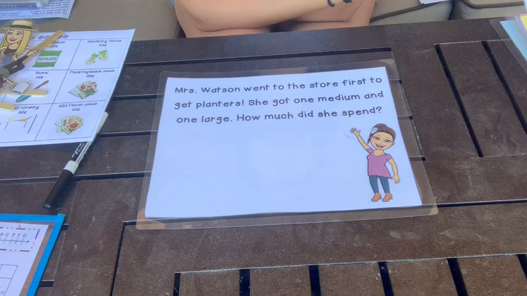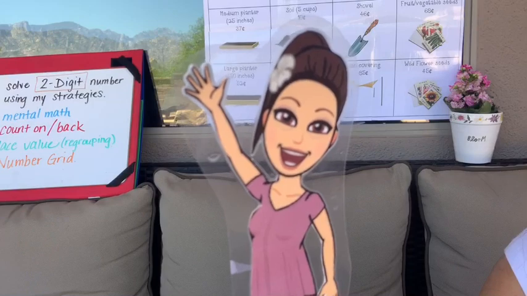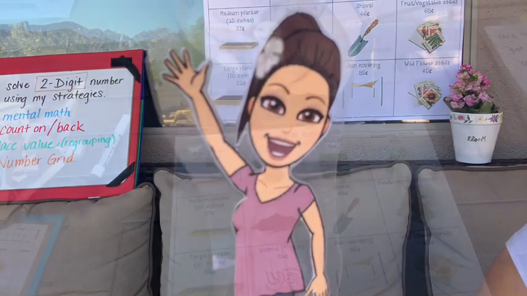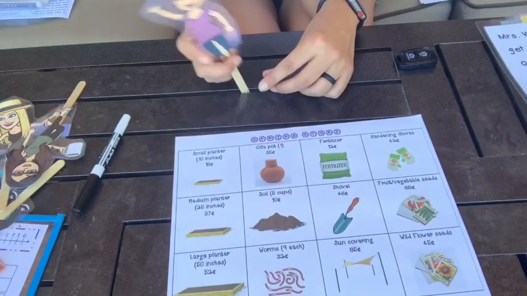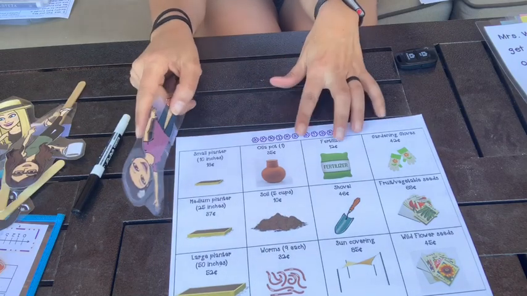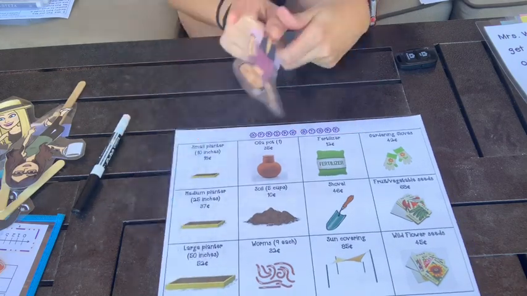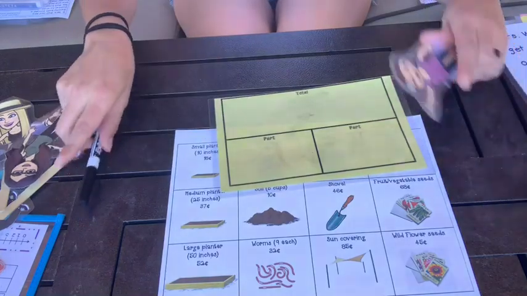How much money did she spend? Pause and try it on your own. All right, so we have 1 medium planter Miss Watson got. Now that's 37 cents. And 1 large planter at 52 cents. So let's put that on our part total board.